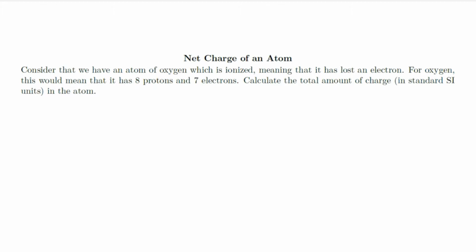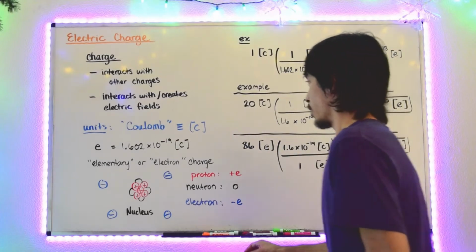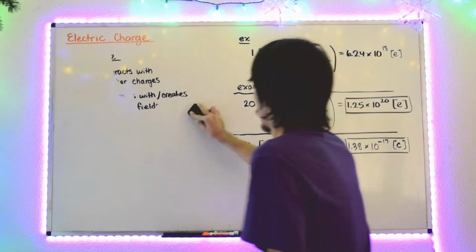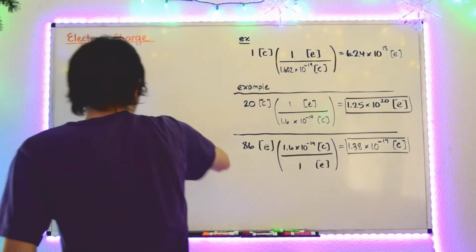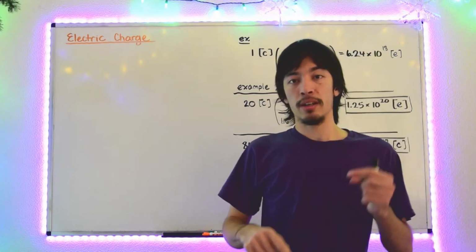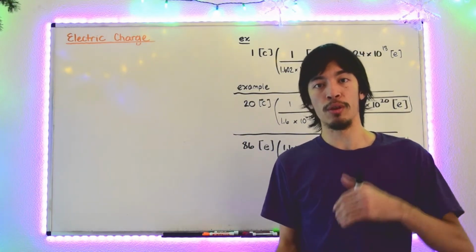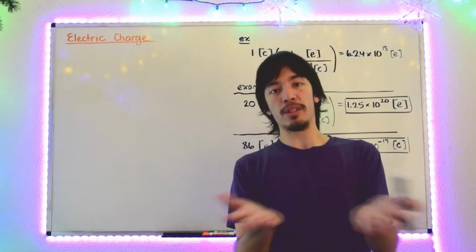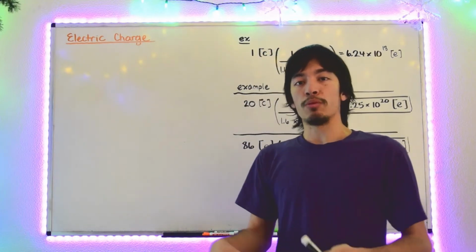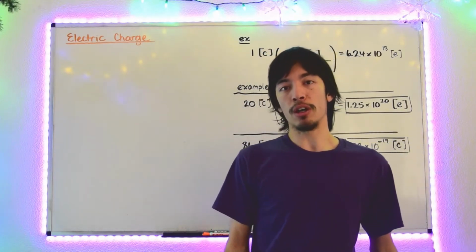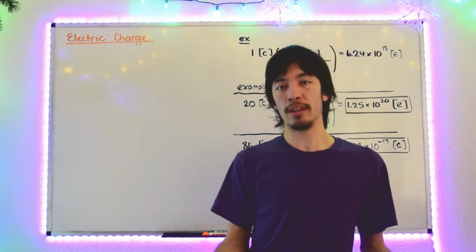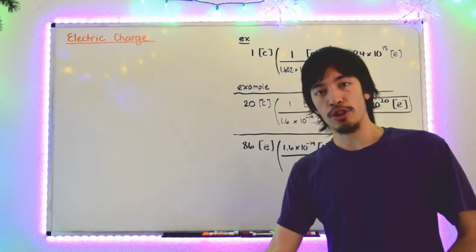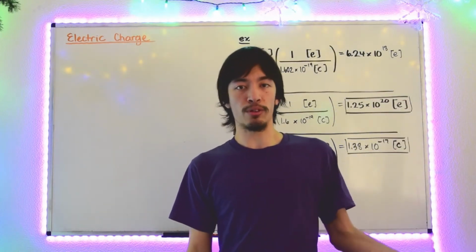So here we have two kinds of particles, both protons and electrons, that have charge. So there's a couple ways that we can approach this. We can either calculate the coulomb amount for both of them, so convert 8 protons to coulombs and convert 7 electrons to coulombs, and then put them together. Or we could realize that they have the same amount of charge, and we could add or subtract the two numbers, depending what they are. Now, because protons have a positive charge and electrons have a negative charge, we do have to account for that.